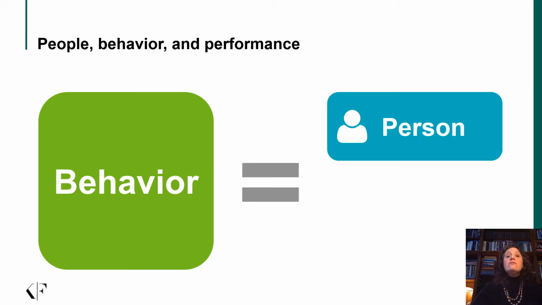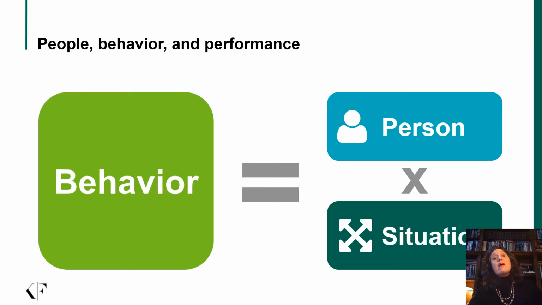A person's behavior at any given time is a function of only two things: some characteristic of the person in interaction with some characteristic of the situation at hand. And this basic principle of human behavior can be shown in the formula that you see here that looks like this. Behavior is a function of the person times the situation.